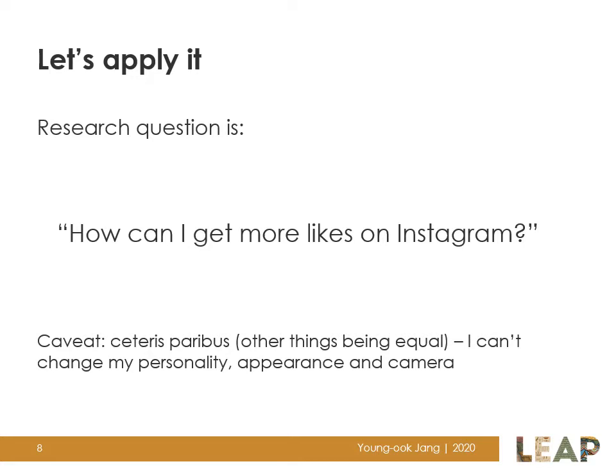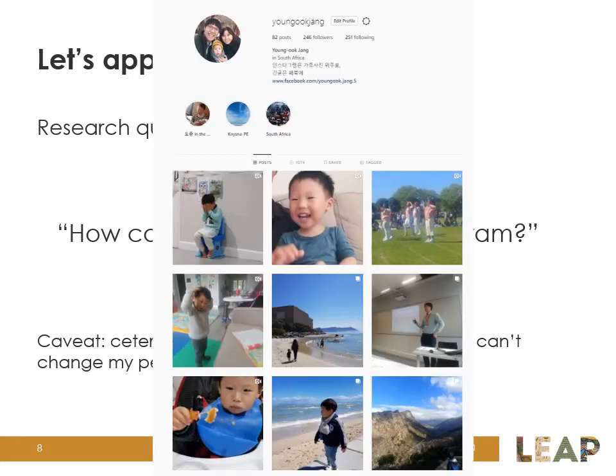So I just ignore something that I can't change. It's fine because they are all equal. And I focus on something that I can change, something that is variable, right? So given that I have the same appearance and same camera and same personality, what would affect the number of likes? That's the question I'm going to test today, right? So this is my account. It's basically babystagram. I usually post photos of my babies. My baby, my one baby.